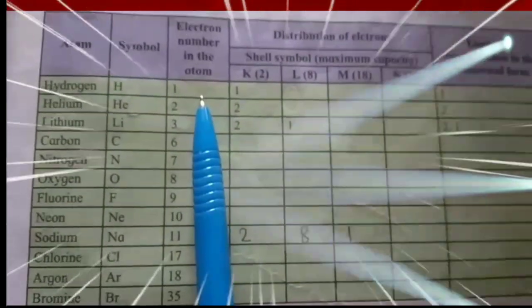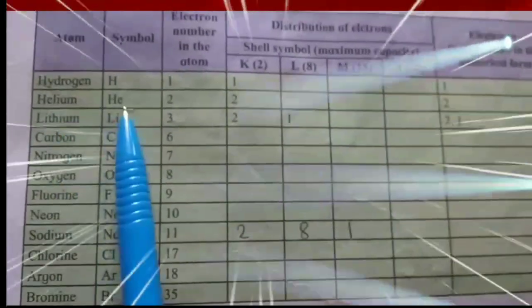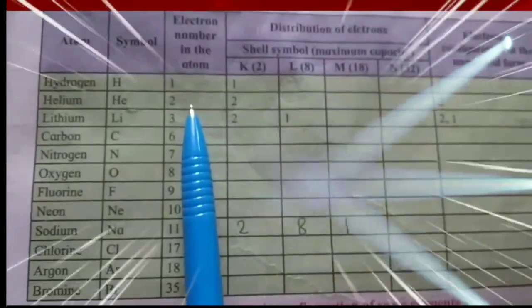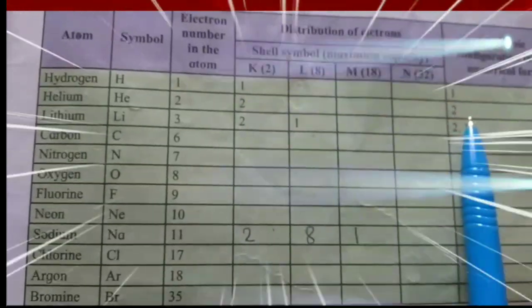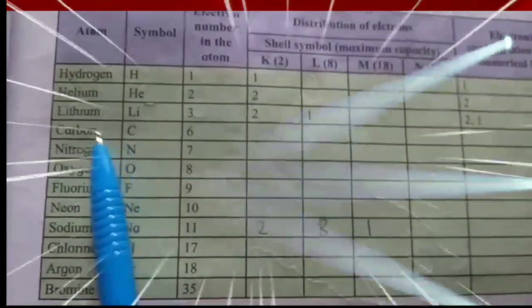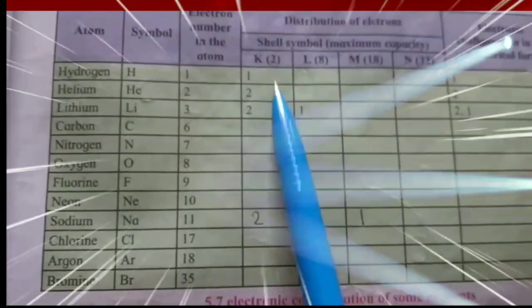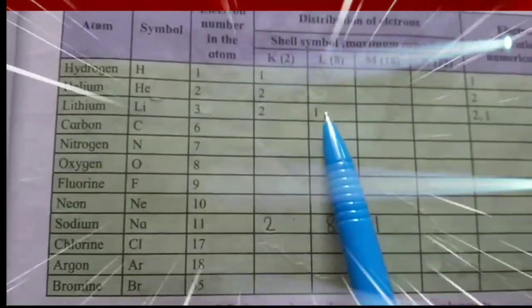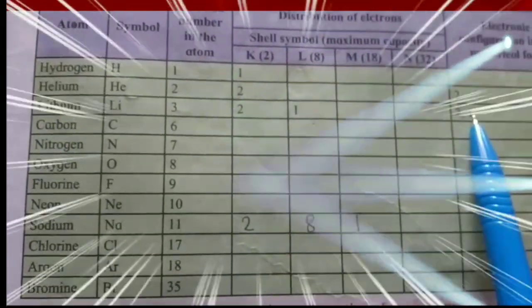Now let us move towards the first, H, that is hydrogen. It is given that the electron number in an atom is 1 and in the K shell is 1. So the electronic configuration in the numerical form is 1. Let us move towards helium. The symbol is He. Electron number in the atom is 2. Then in the K shell is 2. And the electronic configuration in the numerical form is 2. Let us move towards lithium, that is Li. Electron number in the atom is 3. In the K shell, 2. L shell, 1. So the electronic configuration in the numerical form is 2, 1.